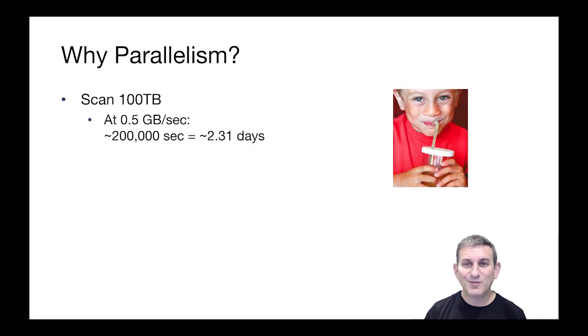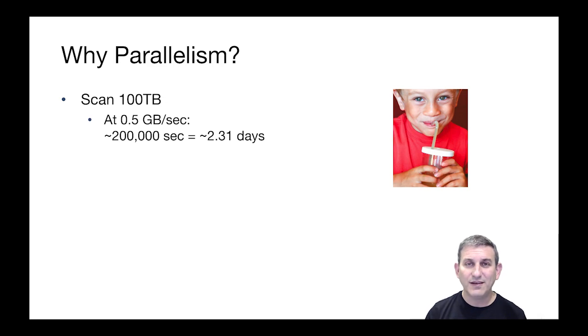So why parallelism? Well, this guy over here is pretty happy, and he represents the idea that parallelism is all about I/O bandwidth. It's all about how much data you can move through the pipes of your system at once. So with a single straw, or by analogy with a single disk arm on a single disk, how long would it take to scan 100 terabytes? Well, at a half a gigabyte per second, that's 200,000 seconds, or 2.31 days. It's a very long time to scan 100 terabytes.